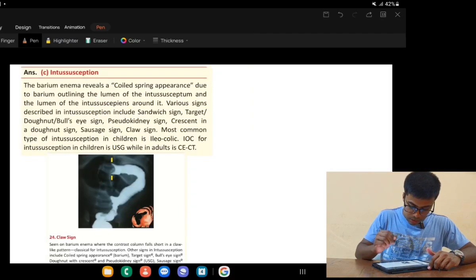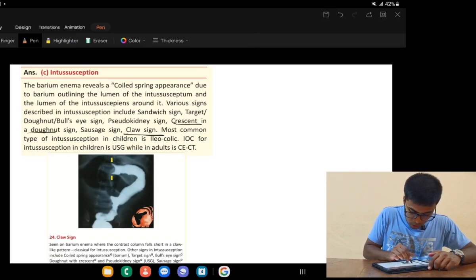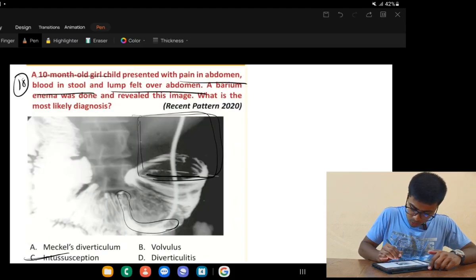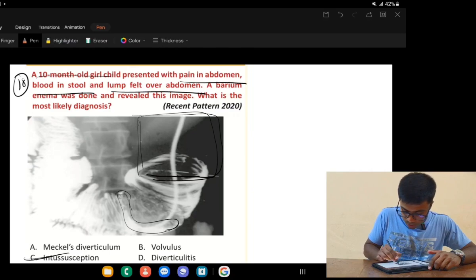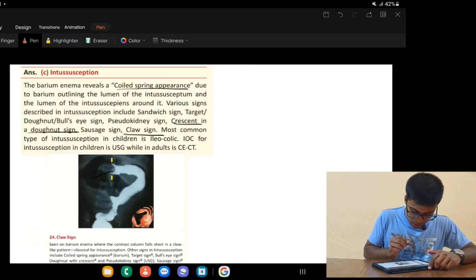Let's see. So what we have: the claw sign, present in the donut sign. This is a claw sign. We will see this is a coiled spring appearance. This is the coiled spring appearance. And again, keywords: sandwich sign, target sign, donut sign, bull's eye sign, and many more. So these are one more question.